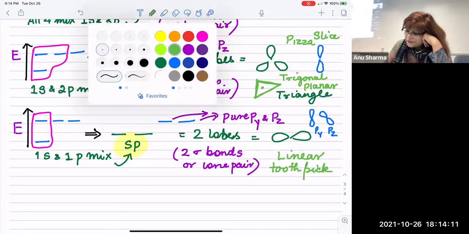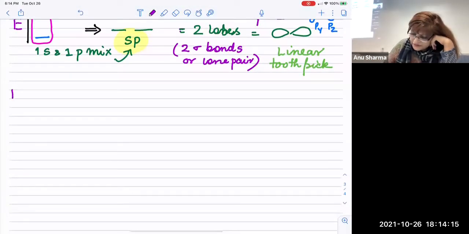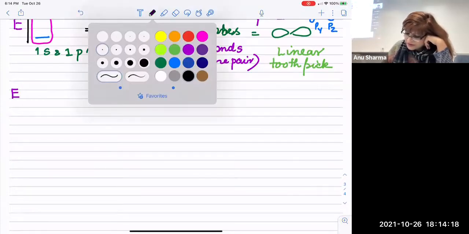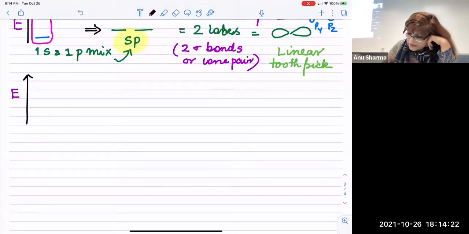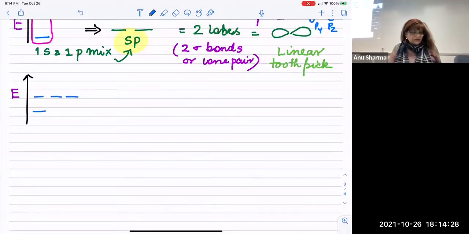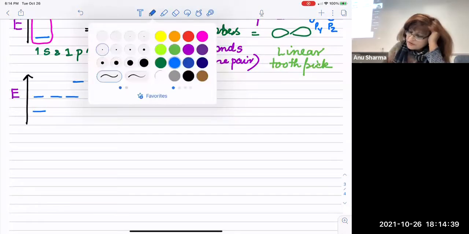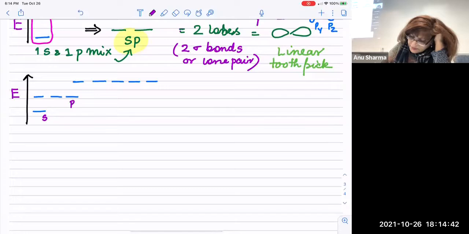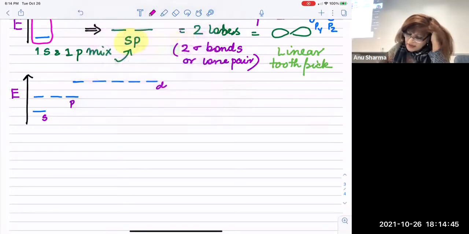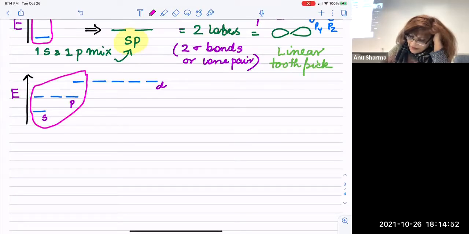Now let's look at even further, two more examples. Here you have the S, you have the P, but there is also the possibility of D: 1, 2, 3, 4, 5. So this is S, this is P, and this is D. So what is happening now? When one S, three P's, and one D mix, all of them are mixing.